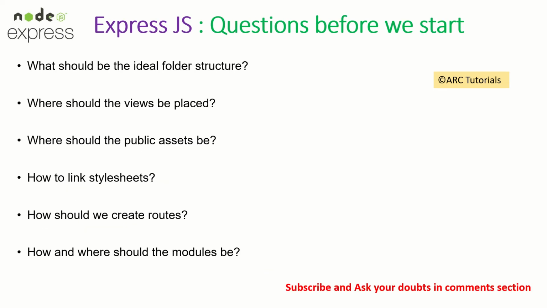Alright, so before I start Express Generator, there are some questions that I keep getting every now and then. What should be the ideal folder structure? Where should the views be placed? Where should the templates be? Where should the public assets be stored? How should we link the style sheets? How do we create routes? Is it necessary for us to always hard code the modules? Where and how should I be writing the modules, etc. If you have come across any of these questions in the previous episodes that we have covered, you are here for a lottery, because today we are going to cover and address all of these questions.